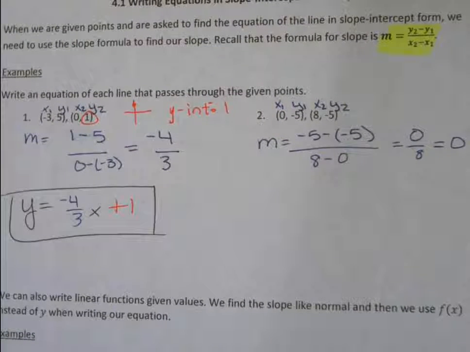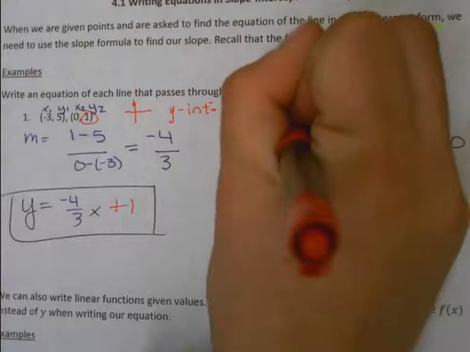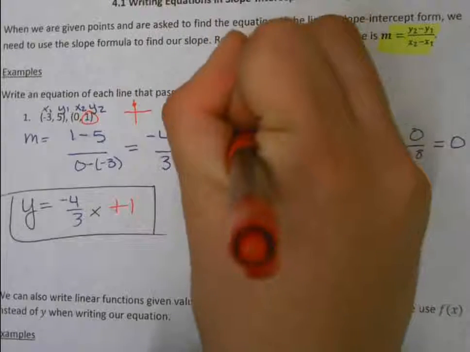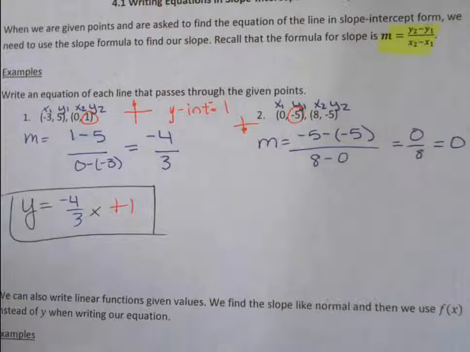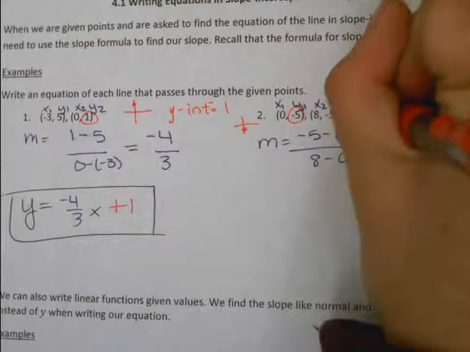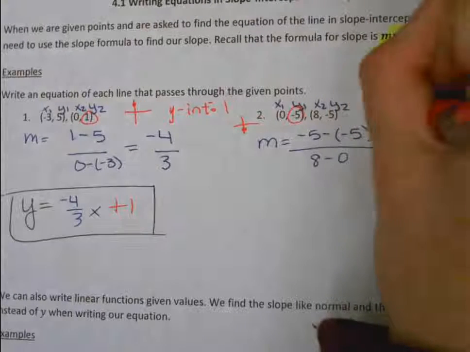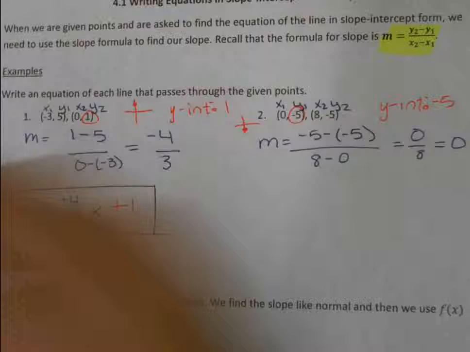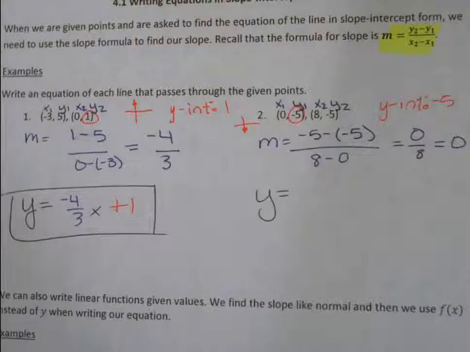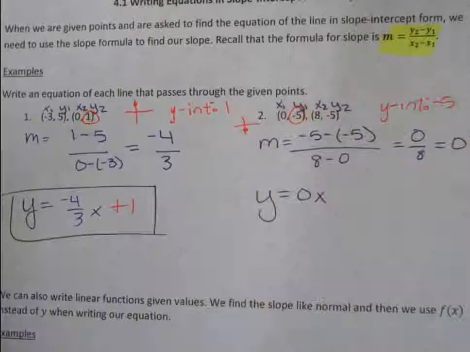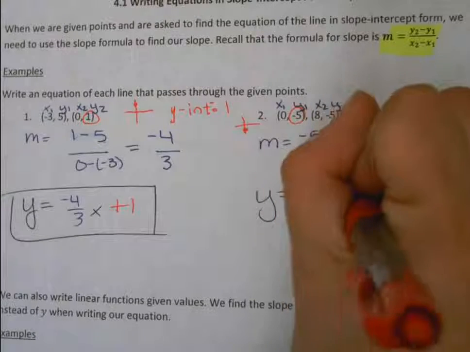What is my y-intercept for this one? Negative 5. That comes from right here, because when I graph that, it's going to be down there. So then I plug... Ooh, I should write this up the same. So when I plug it in, it's going to be y equals 0x minus 5.